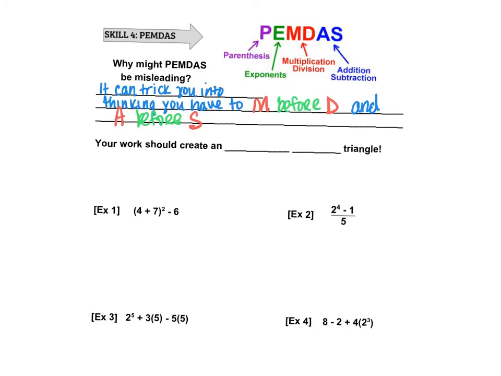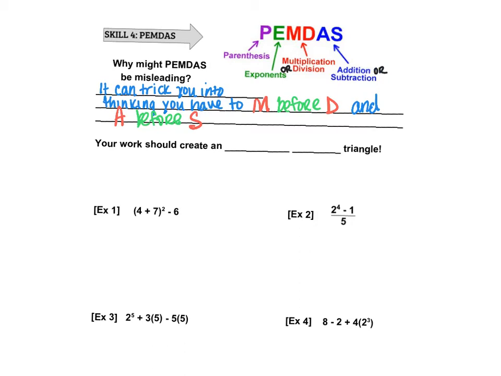Okay, so here's my answer to that question. It can trick you into thinking you have to multiply before you divide and add before you subtract. And really, the multiply divide is an or situation. So multiply or divide, whatever comes first. I want you to put the word or right here. Multiply or divide, whatever comes first, left to right. Then we move on to addition and subtraction. You're going to add or subtract whatever comes first.